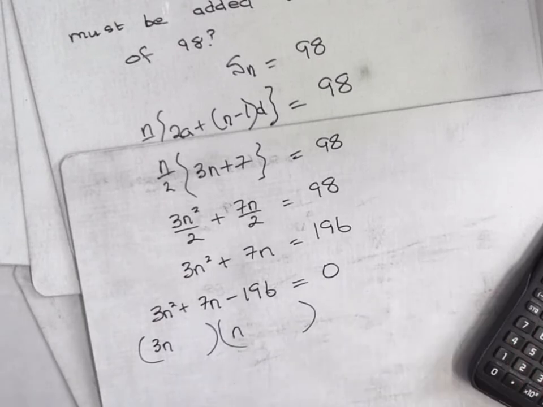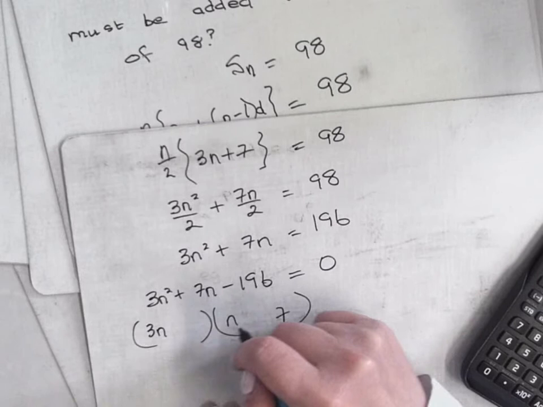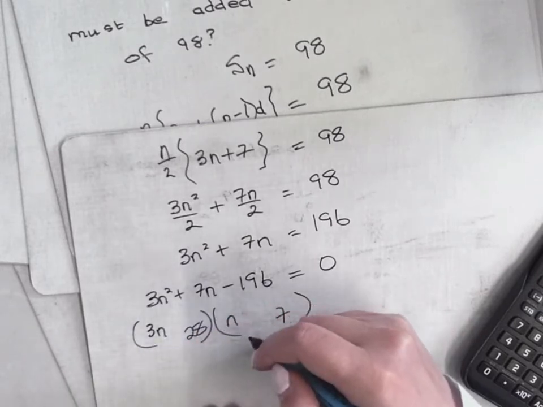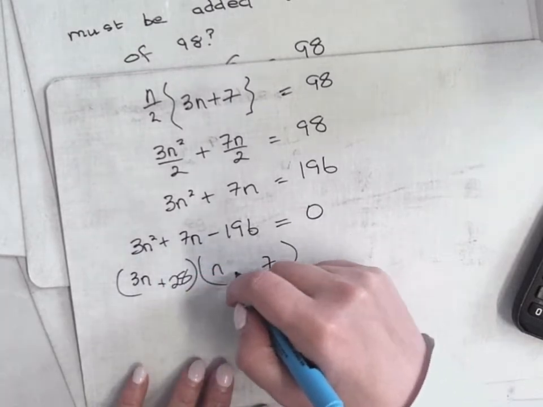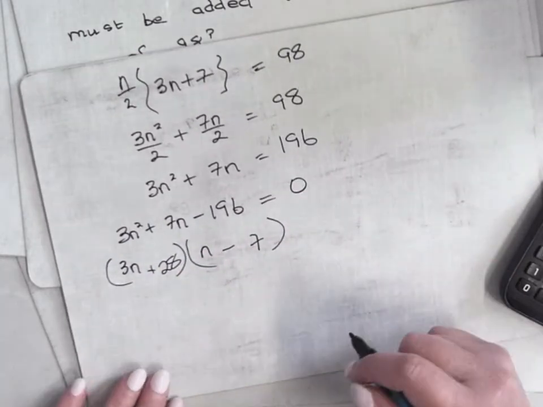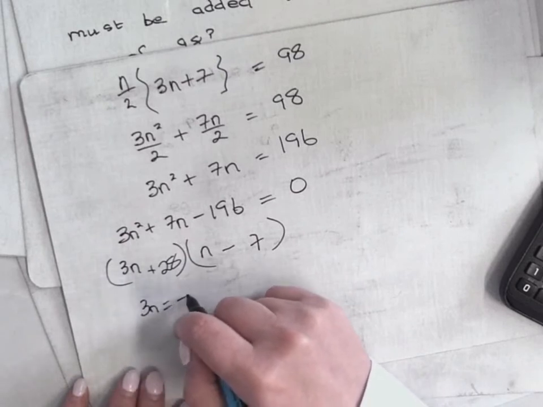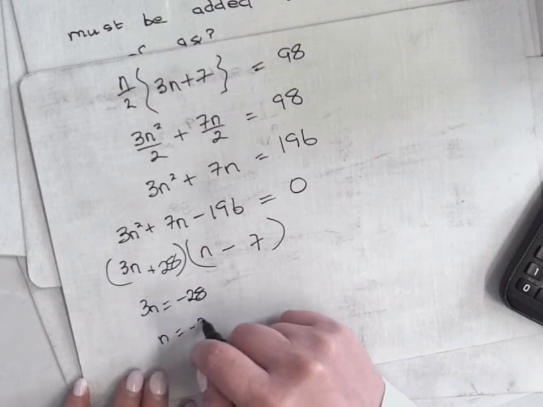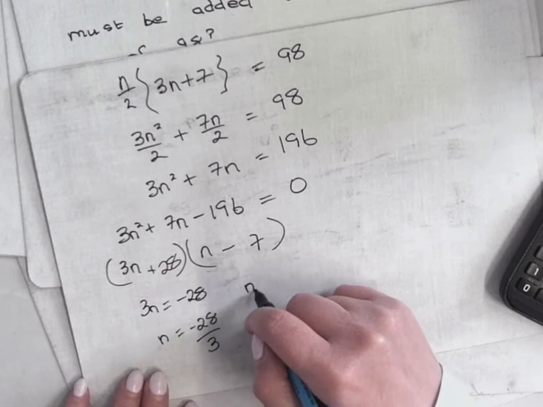Seven 28. Yeah, that'll work. So 7 and 28. That would be plus 28 minus 21. Yeah. Okay. Then you let each bracket equal 0, so you get 3n equals minus 28. So n equals minus 28 over 3. Or you get n equals 7.